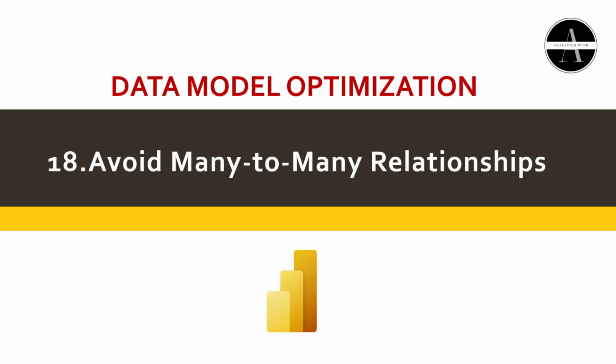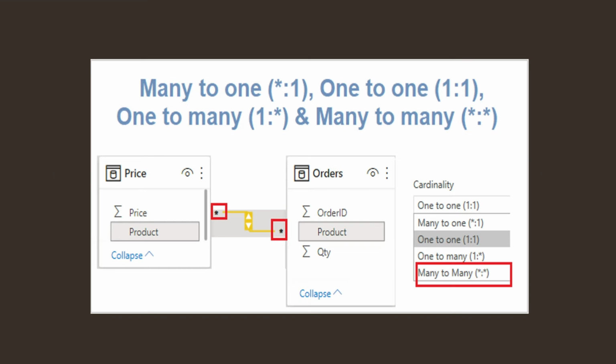Point number 18, avoid many-to-many relationships in a data model. Be mindful of many-to-many relationships in your data model. This relationship can lead to slower performance and even ambiguous results. Whenever possible, avoid them by restructuring your data tables to use one-to-many relationships. To avoid this, you can create a bridge table. This will ensure smoother and faster querying within Power BI.